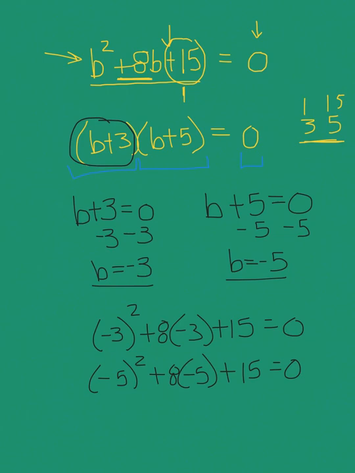Let's try another example. Our next one we're looking at is v squared minus 2v minus 35 equals 0. Again, we're already set equal to 0. Well, now we're looking for two numbers that multiply to 35, but because of the negative sign, have to subtract to negative 2.